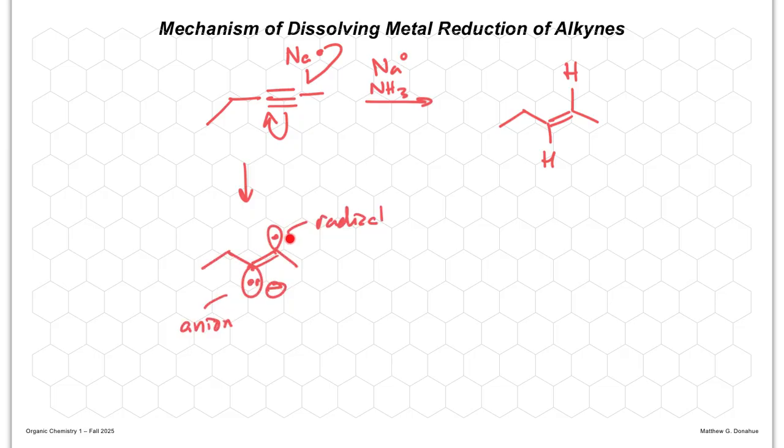When it does that, it's going to put the radical and the anion in a trans relationship to minimize any electronic repulsion of the single electron versus the double electrons of the anion. So now that we have an anion, we can do an acid-base reaction with the ammonia.